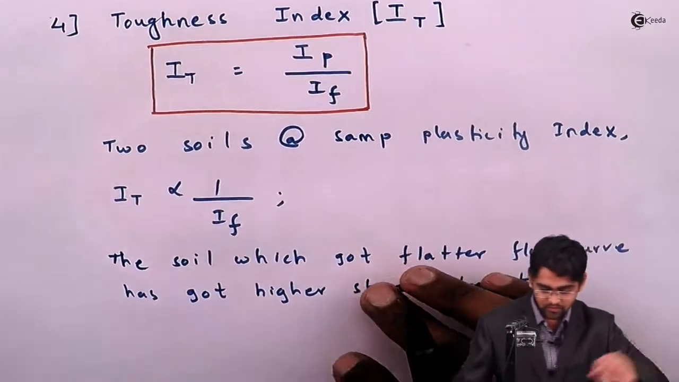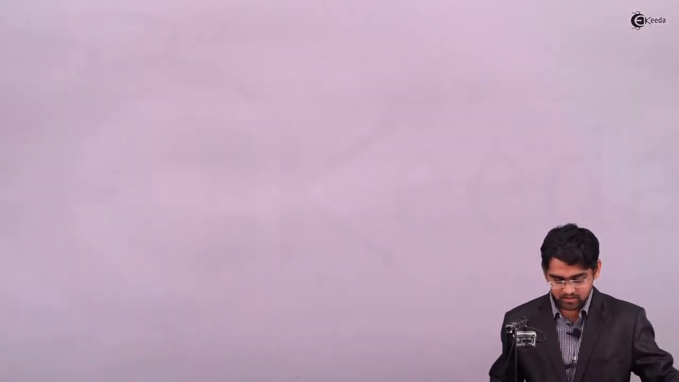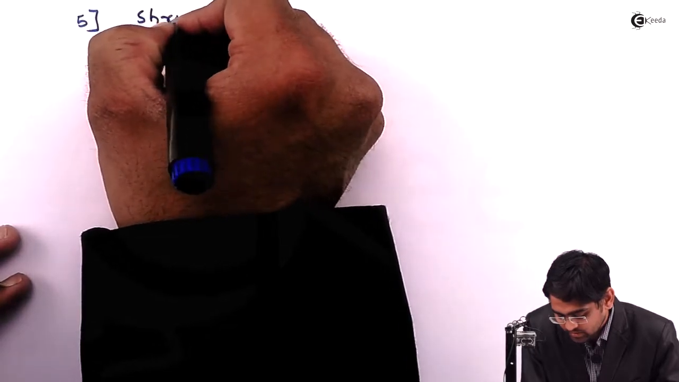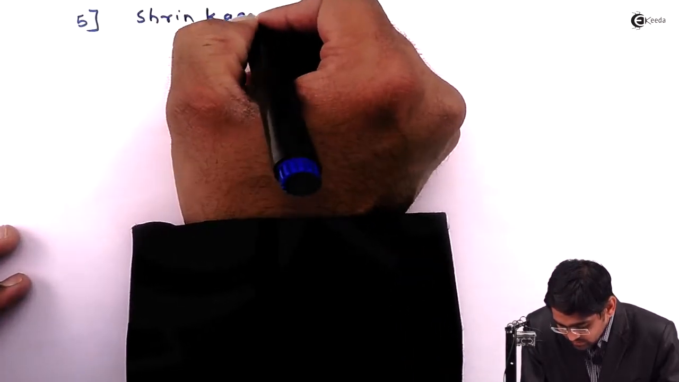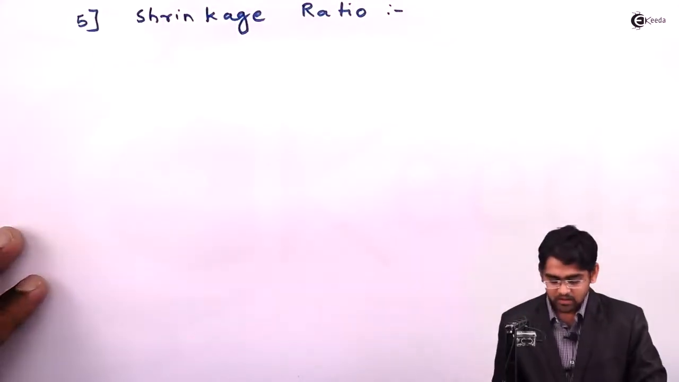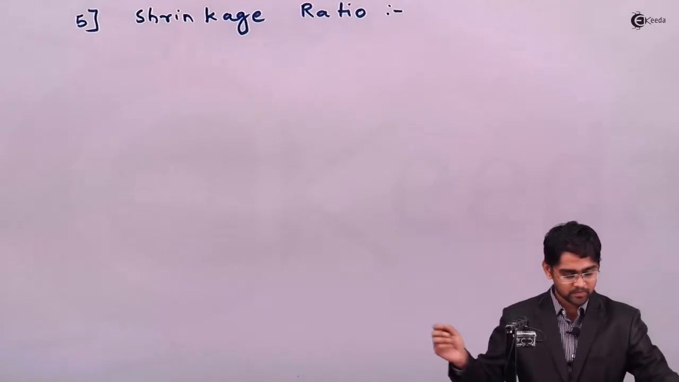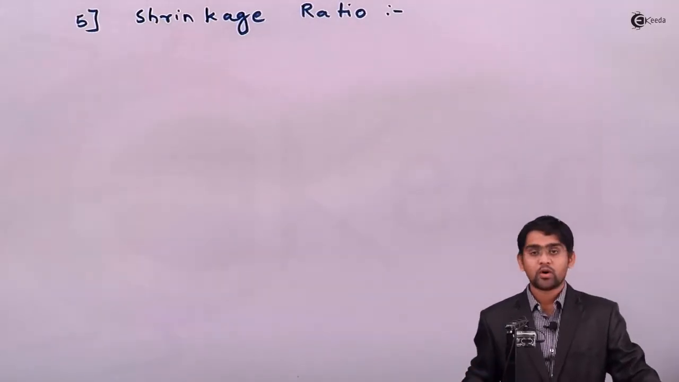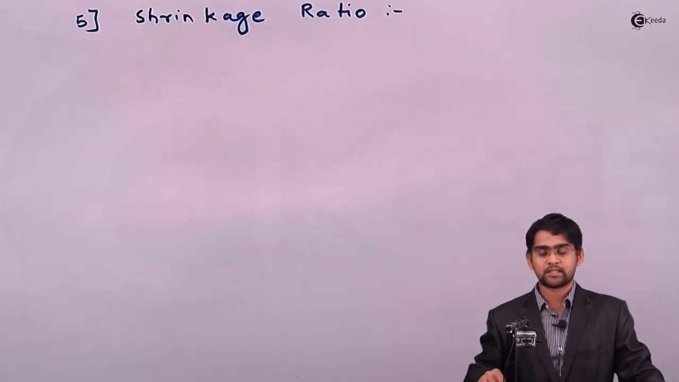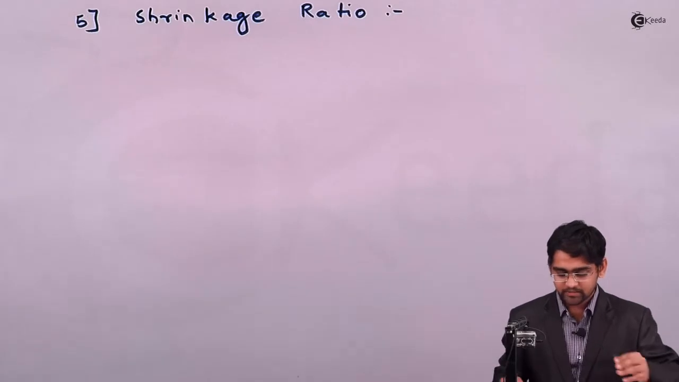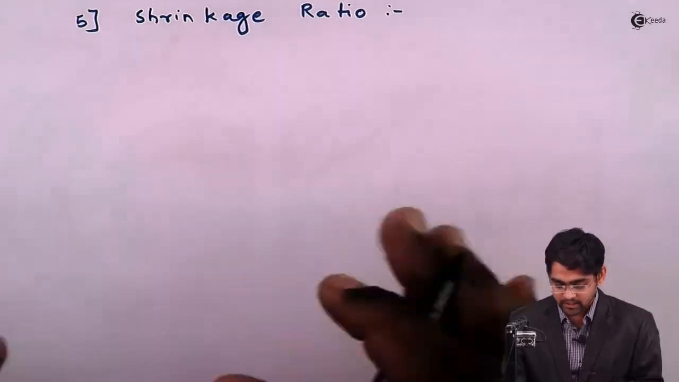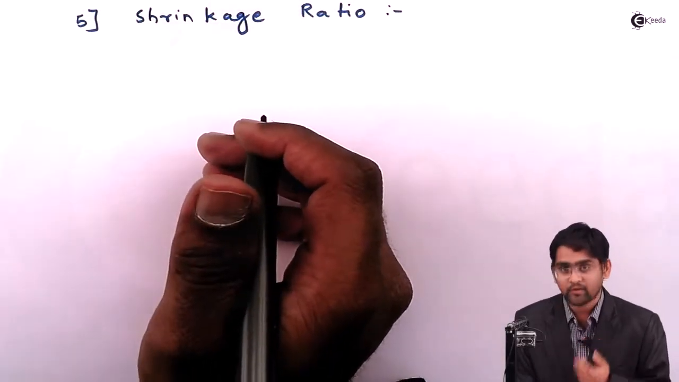So we've seen the fourth definition, and then we see the fifth definition, the shrinkage ratio. Generally, the shrinkage ratio is defined as a ratio of a given volume of a soil, which is expressed in percentage, with the dry volume of a soil. So that means the volume change in the soil expressed as the dry volume of a soil.